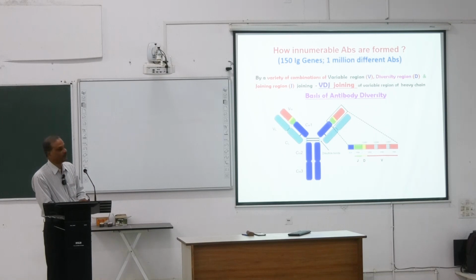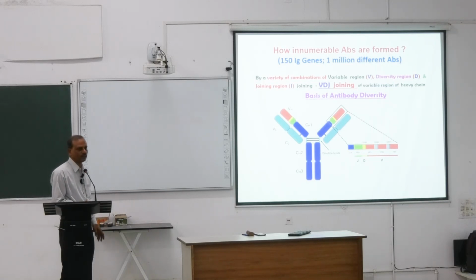That is possible only by a variable combination, recombination of the variable region, diversity region and the joining region. If you look at the variable portion of that antibody binding site, it is formed by three genes, that is V, D and J, and that is called VDJ joining, and there will be innumerable combinations of the three, and that is the basis of antibody diversity.